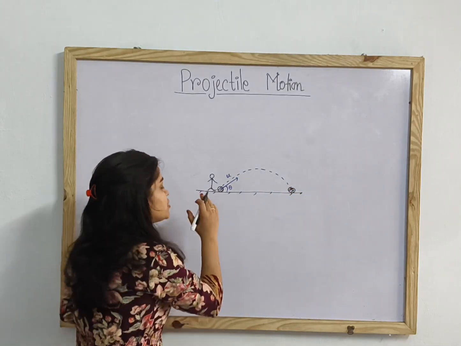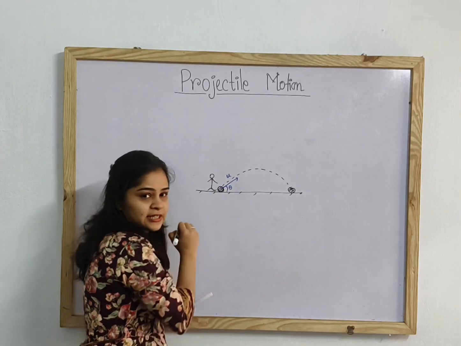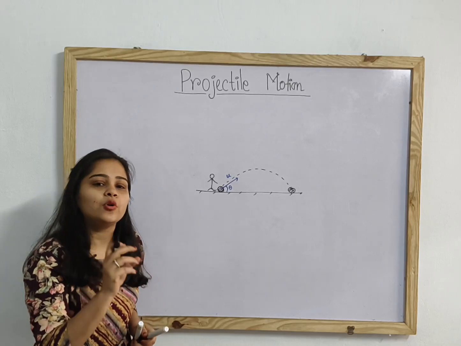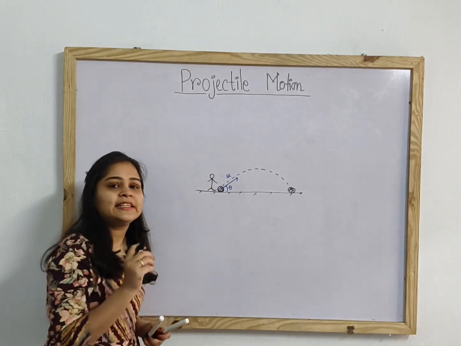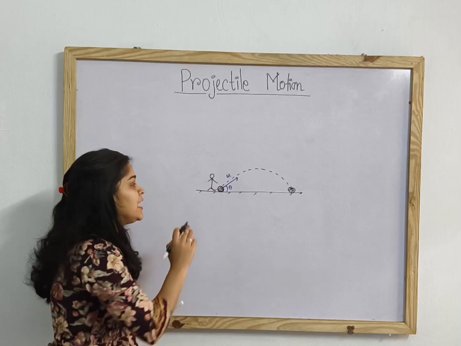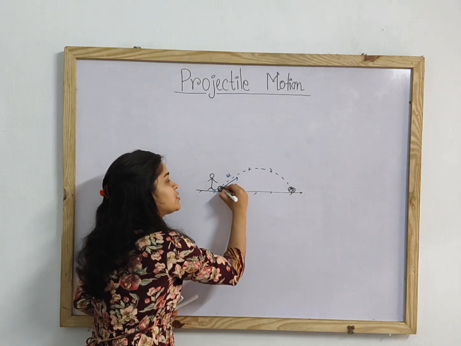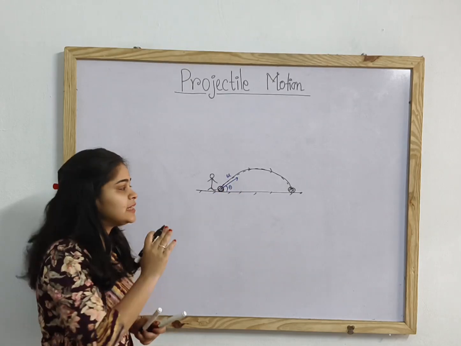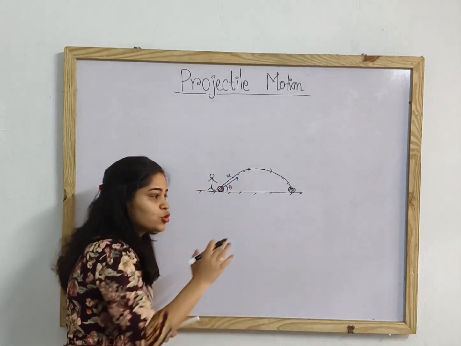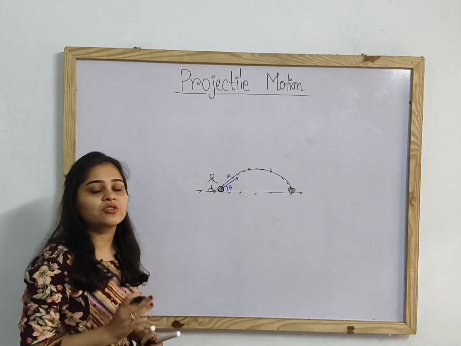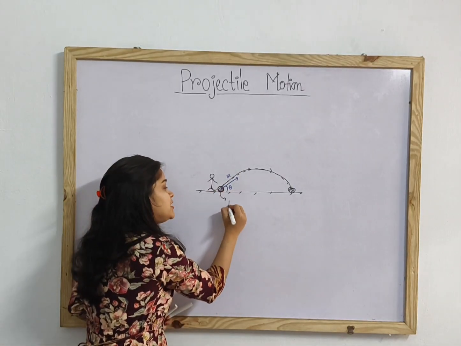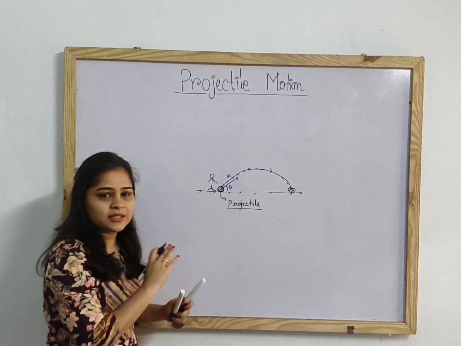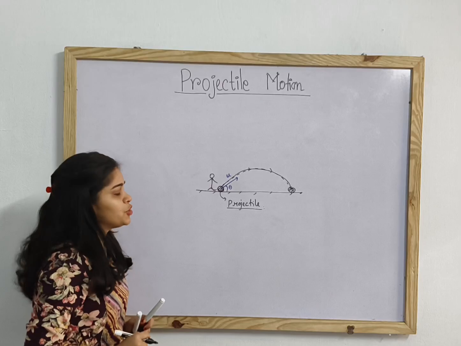So when an object is thrown, in this case the ball, with a certain initial velocity at an angle, it will follow a curved path, or curved trajectory. This motion is called projectile motion, and the object which is thrown is called the projectile. Okay, this is the first example. So simply this is your projectile motion.